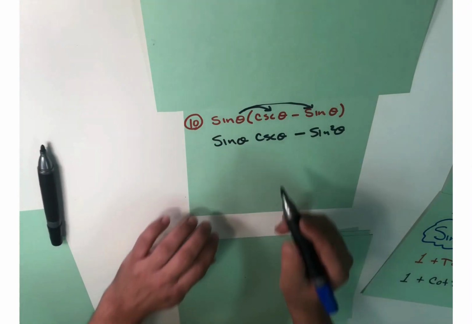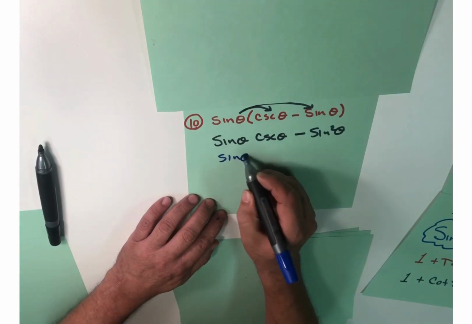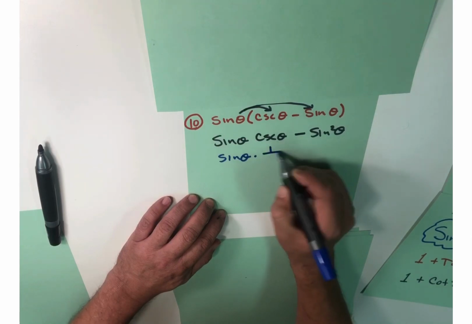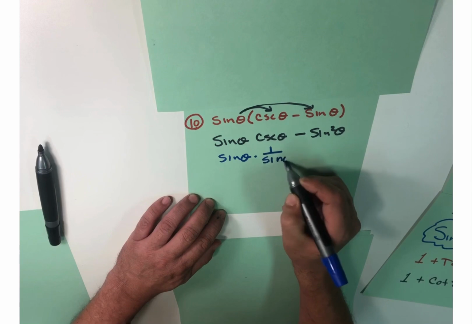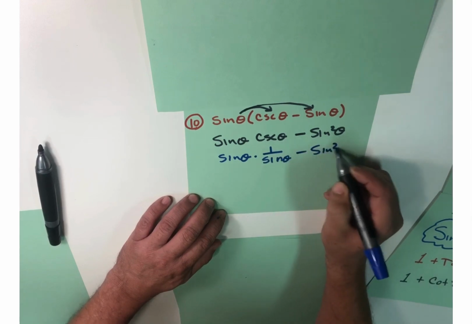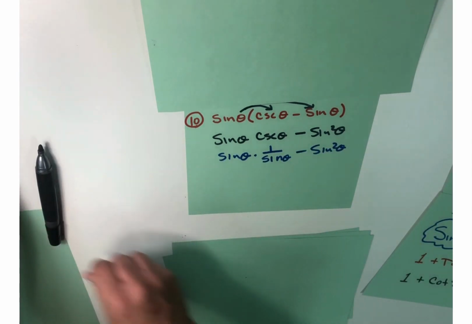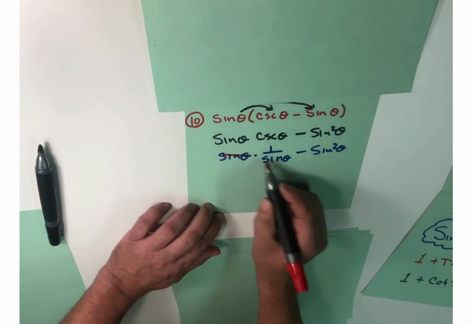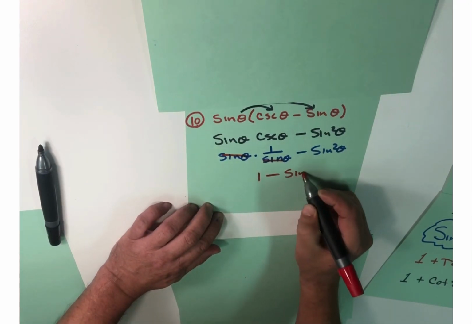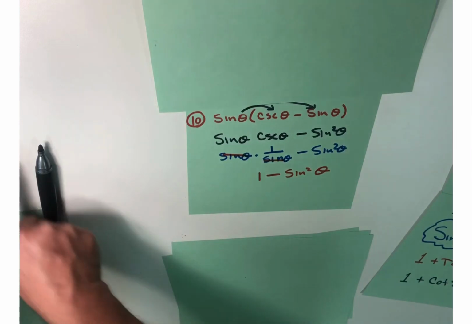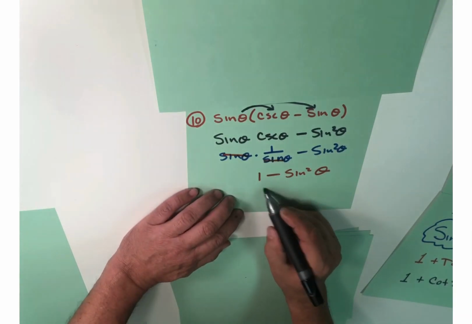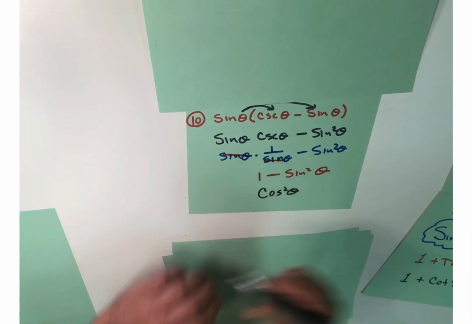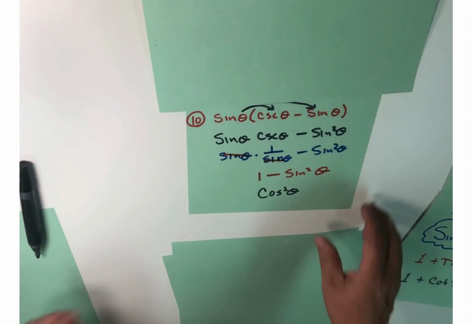So now let me fix some of these. Sine theta stays as that, but 1 over cosecant theta changes into 1 over sine of theta, minus the sine squared of theta. Again, these cancel out. You're left with 1 minus sine squared of theta. And of course, I'm getting good at this. This is the Pythagorean identity, which changes into cosine squared of theta. Last one on the left-hand side, okay?